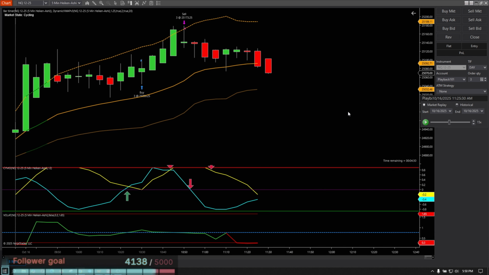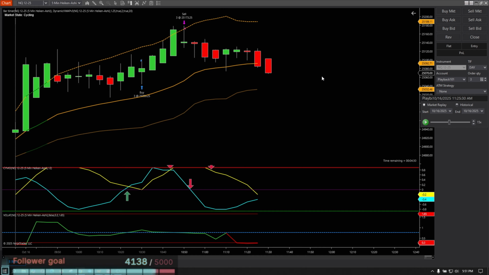Right here, this might be a very good entry, guys, when you've got momentum falling and cycle below 0. Momentum on the 10-minute is barely beginning its descent. You're still in a low vol environment, so this move might be a little bit soft.